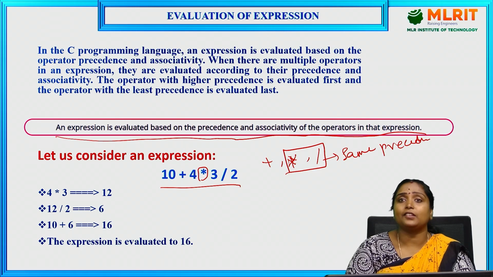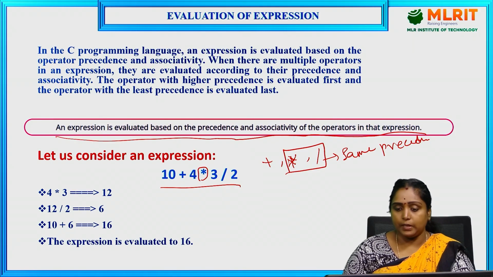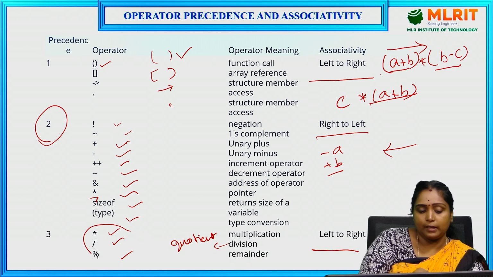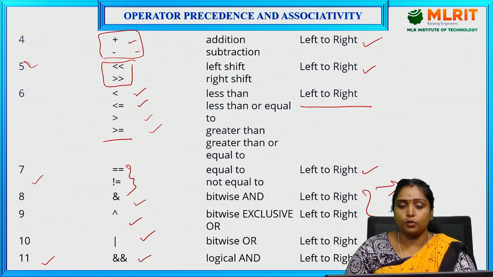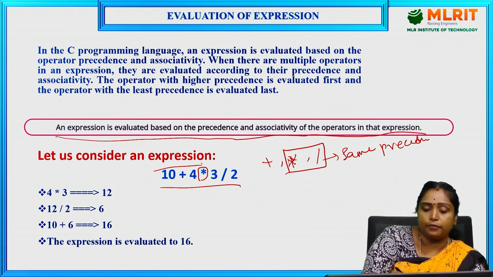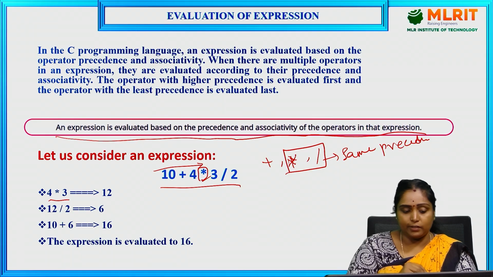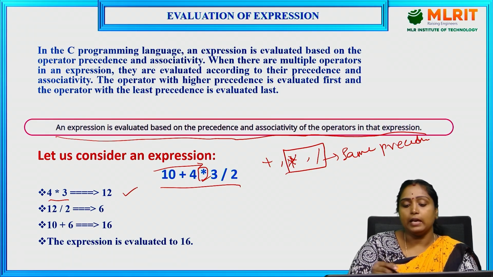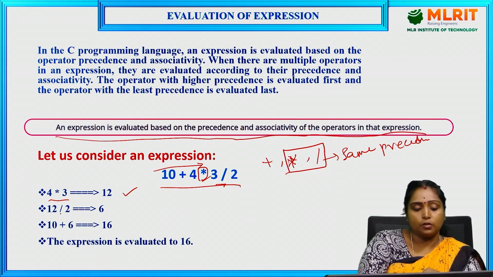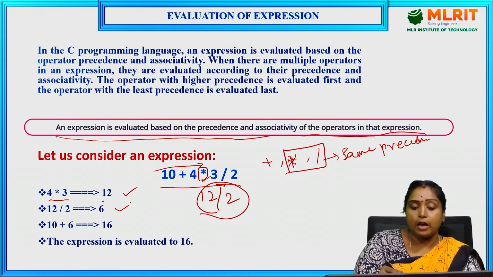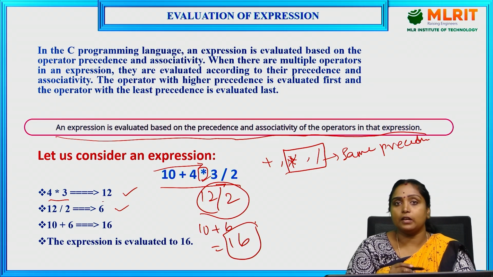In this case, we have to check for associativity. What is the associativity? This comes under the same priority. The associativity is left to right. So we have to evaluate from left to right. In the left side, we have got the first operator is star. So first 4 into 3 has to be evaluated, which is 12. Next, slash has to be evaluated. So the remaining 12 slash 2 is 6. Now we have to add 10 plus 6, which is 16. 16 is the correct answer for the following expression.